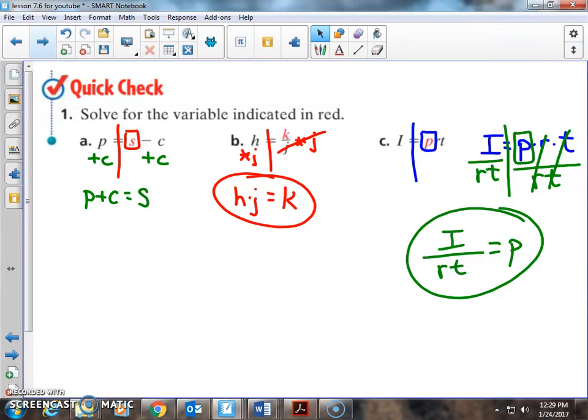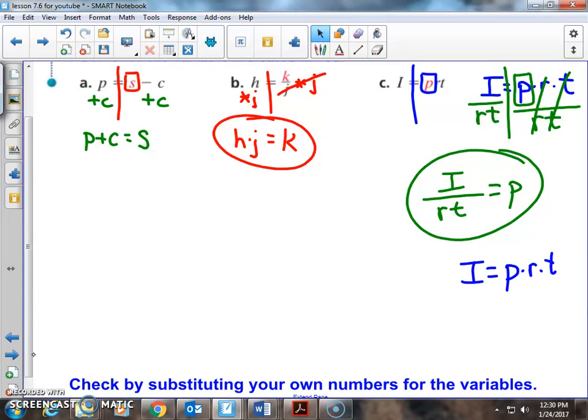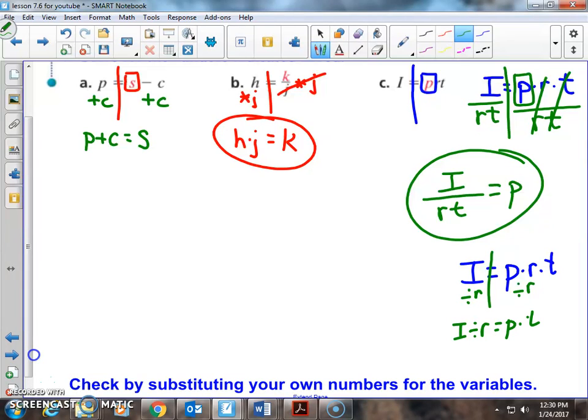Other people might look at that one and say, well, I want to do it a little differently. It started with I equals P times R times T. I know I have to get the letter P all alone. So some people say, I'm going to first divide by R. So now it says I divided by R equals P times T. And then some people come along and say, now I'm going to divide by T. So it says I divided by R divided by T equals P. Again, that gets the letter P all alone.